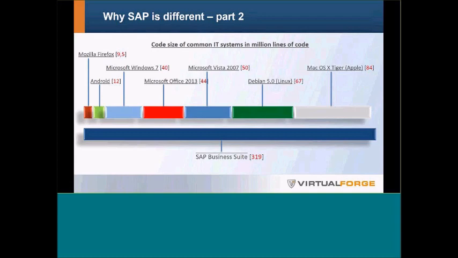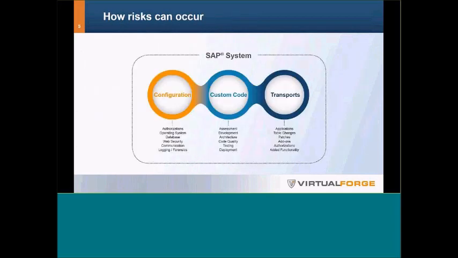And this alone obviously gives a lot of potential for error. So with 320 million lines of code, you can expect that not all of them are error-free. But for SAP systems in particular, we see that there are three different ways how risk can actually occur in an SAP system or can be introduced into a system.